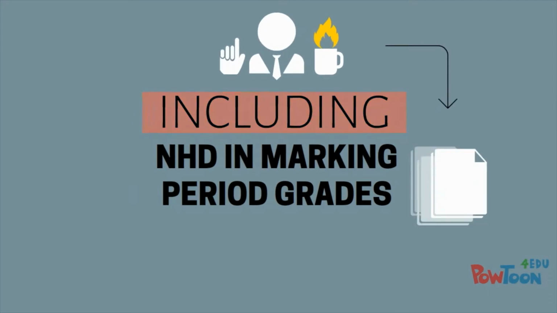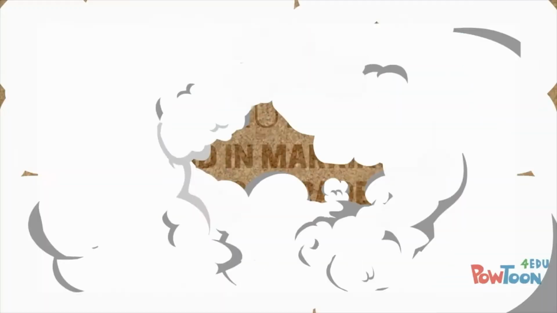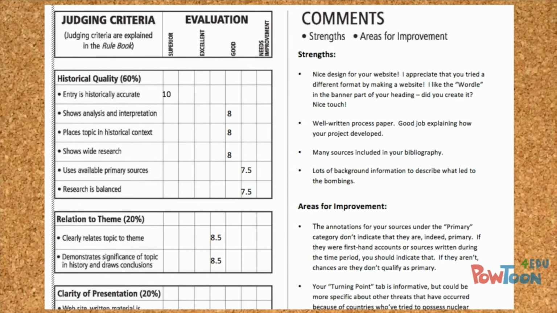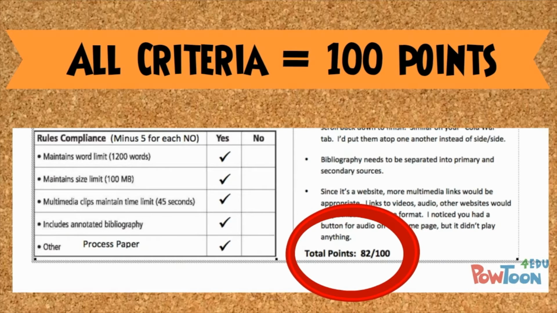If you, as the classroom teacher, are going to incorporate a grade for the NHD final project into students' marking period averages, assign a point value to each level of the rating scale to tabulate a numerical score. For example, each superior rating might be 10 out of 10 points. Excellent could be 9 out of 10 points. Good would be 8 out of 10, and needs improvement could be 6 out of 10 points. If all criteria were scored using this scale, a student project would be worth a total of 100 points overall.